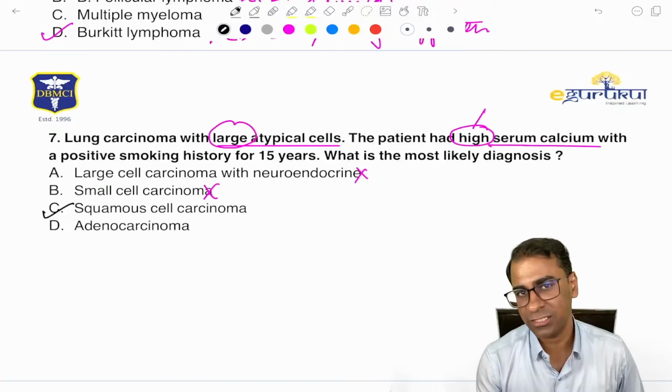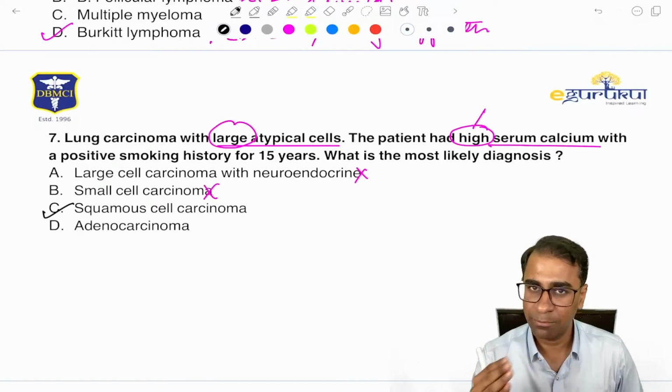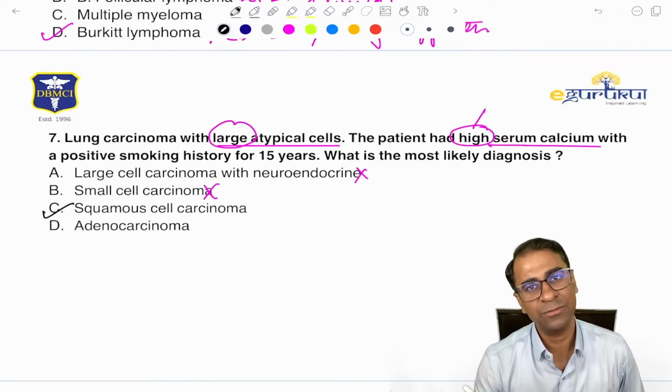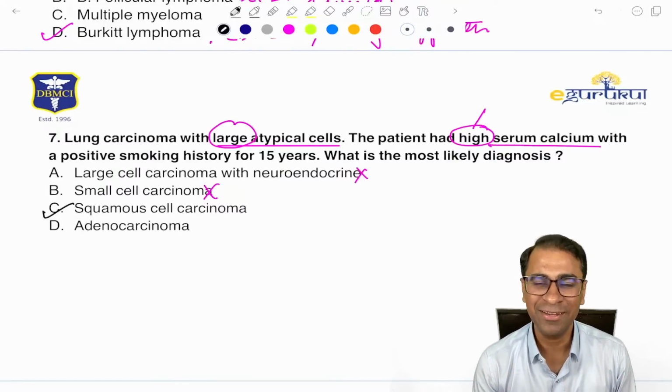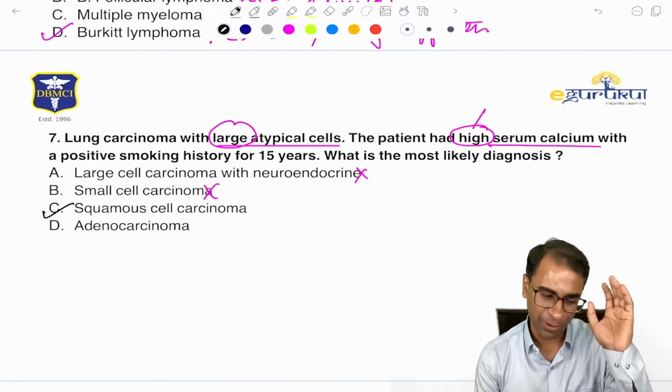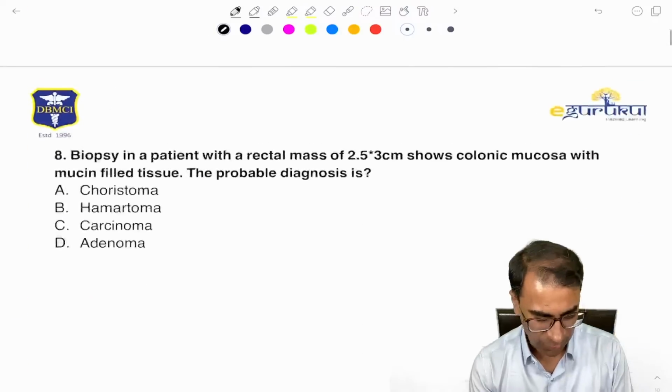About the histology, they can ask you. Squamous cell cancer will show you keratin pearls. Adenocarcinoma will show you glands with mucin. Read this much. And one more thing, the Azopardi effect is seen in small cell cancer. Just read this much, that's all. Okay, let's move to the next one.